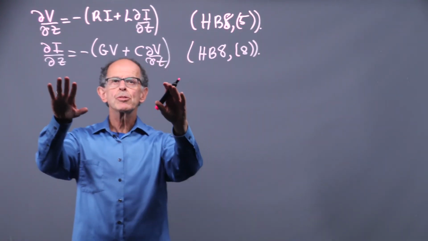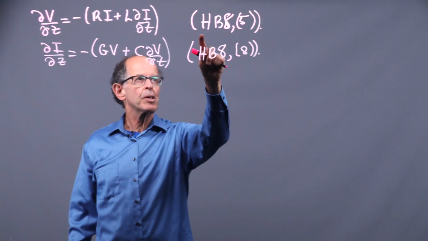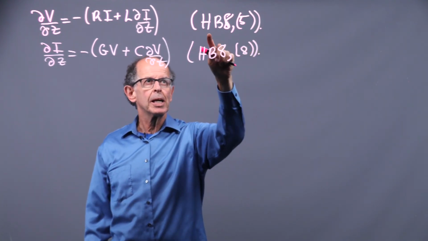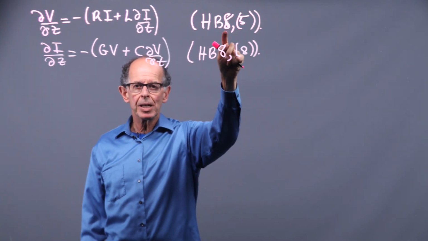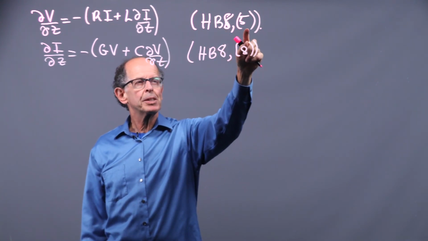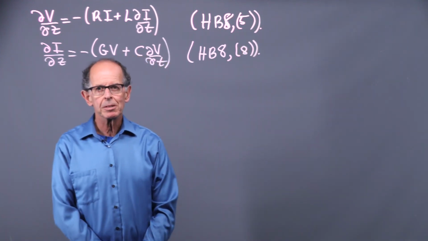Here are the last two equations that we just did, and I'm rewriting them to emphasize the reference to the textbook. Hayt and Buck, Engineering Electromagnetics 8th edition, and these are equations 5 and 8 from chapter 10 that we are currently looking at.